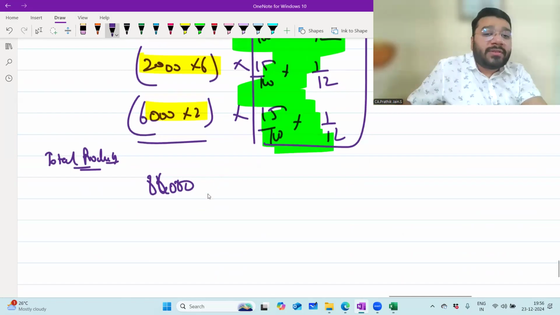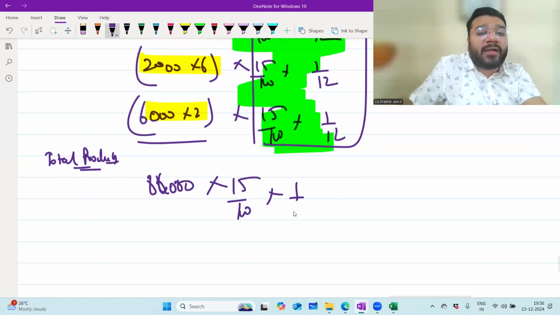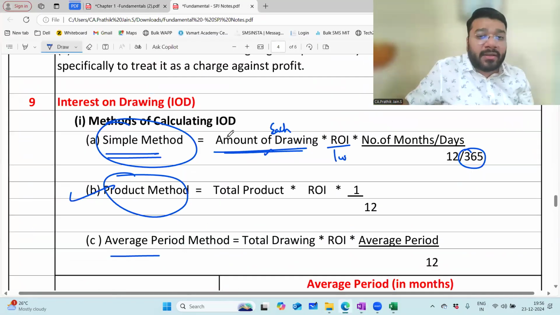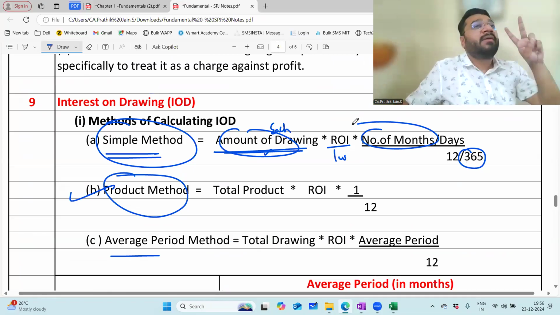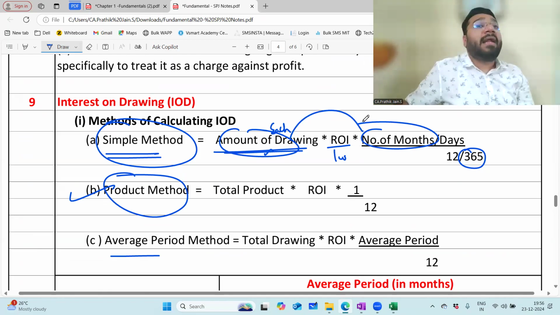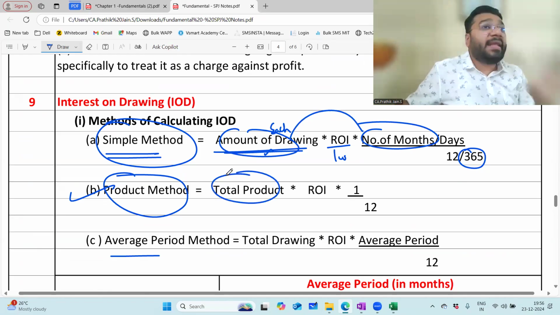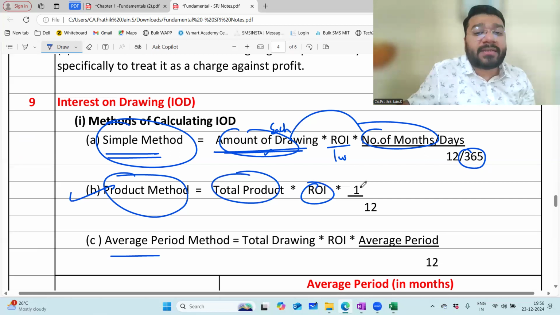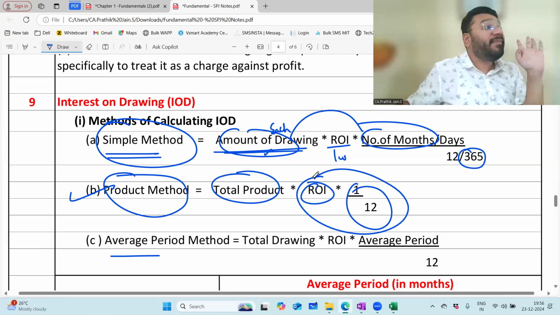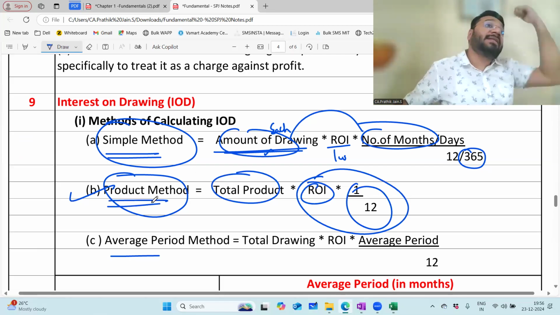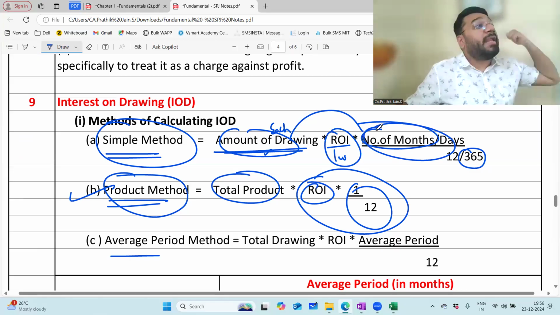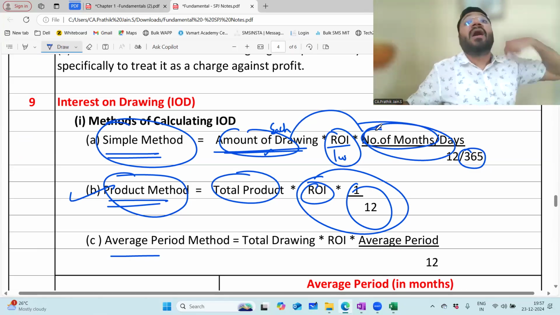What will you do? Just put one time here, 15 by 100 into 1 by 12, game over. So in the entire formula, the amount of drawing and number of months were different. Rest all components were same. So what they did, these both they multiplied and called it total product, and the rest they kept as it is, rate of interest into 1 by 12. This part you just have to do once under the product method, whereas under the simple method, into ROI by 100 into number of months by 12, you have to do it for every single drawing. So again and again it was getting repeated.